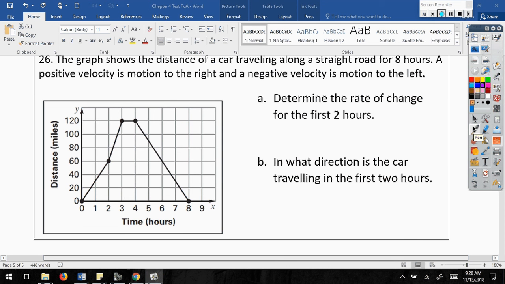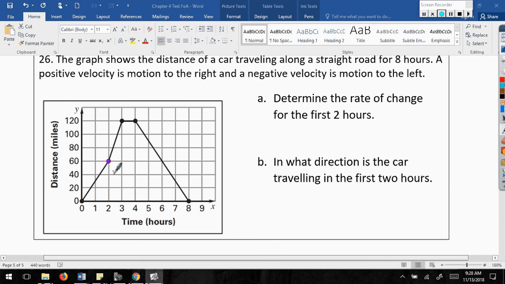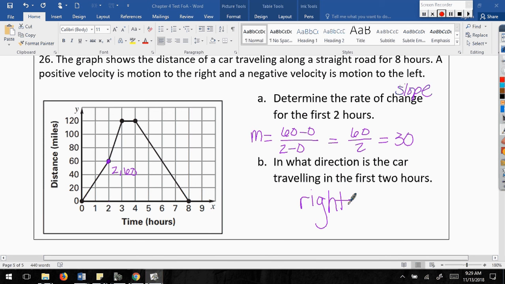Number 26 asked me to find the rate of change during the first 2 hours. So the first 2 hours happens here. So this point is 2, 60 and 0, 0. So rate of change, remember, is slope. And so I want to do 60 minus 0 over 2 minus 0, which is 60 over 2, which is 30. Okay, and it says, what direction is the car traveling the first 2 hours? Because this is a positive slope, that means it is moving to the right.